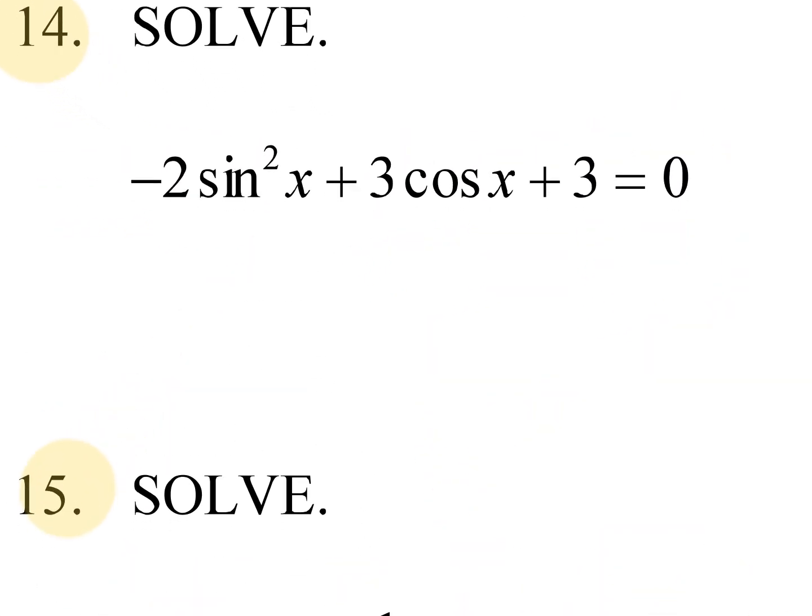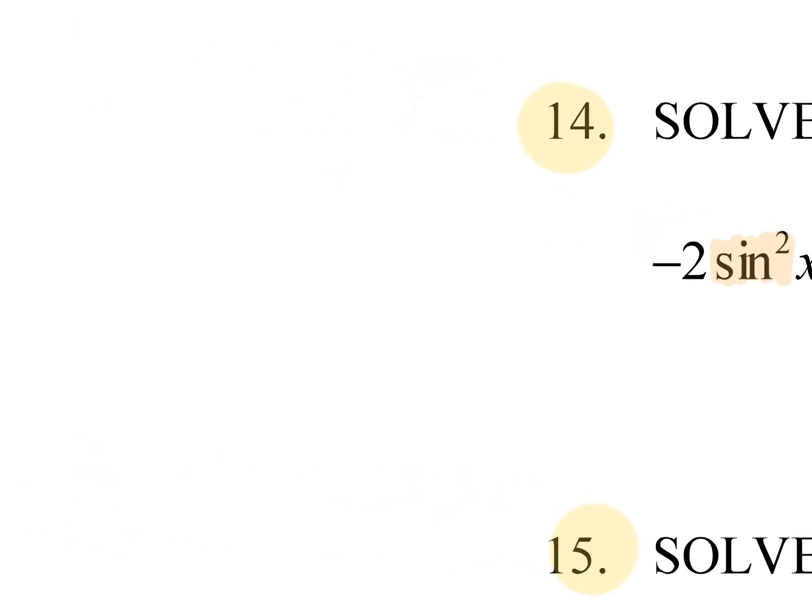What should we do with number 14? Perfect. We're going to change the one that's squared. So we can use our identities, but you have to change the one that's squared. So sine squared, let's find out what it's equal to. Our identity is sine squared plus cosine squared equals 1. So to find what sine squared is all by itself, I'm going to subtract cosine squared to move it to the other side. So sine squared equals 1 minus cosine squared.